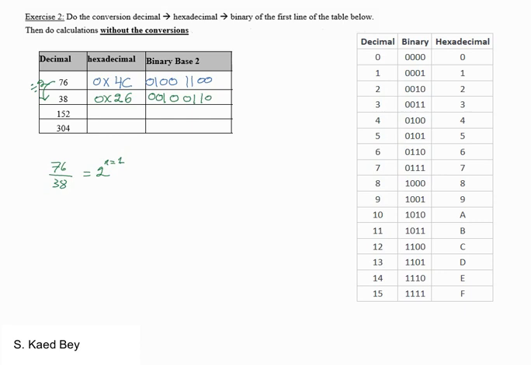So keep in mind, when we are dividing by 2 to the power n, then we need to shift to the right by n positions. Now n here is the exponent of 2, and we're shifting right because we are dividing.